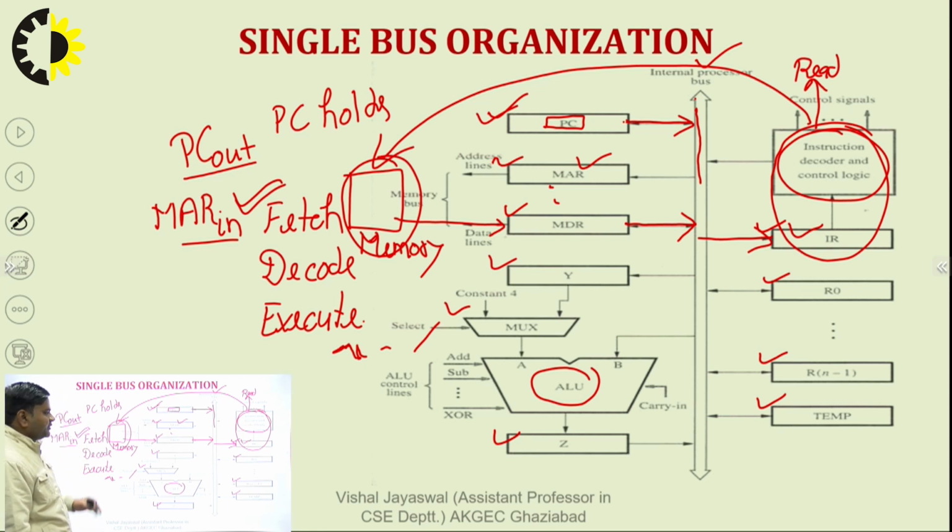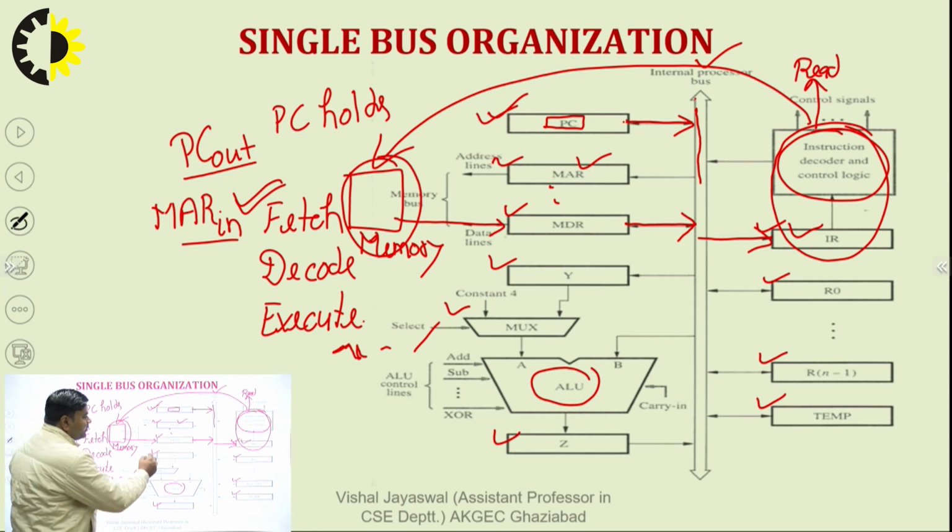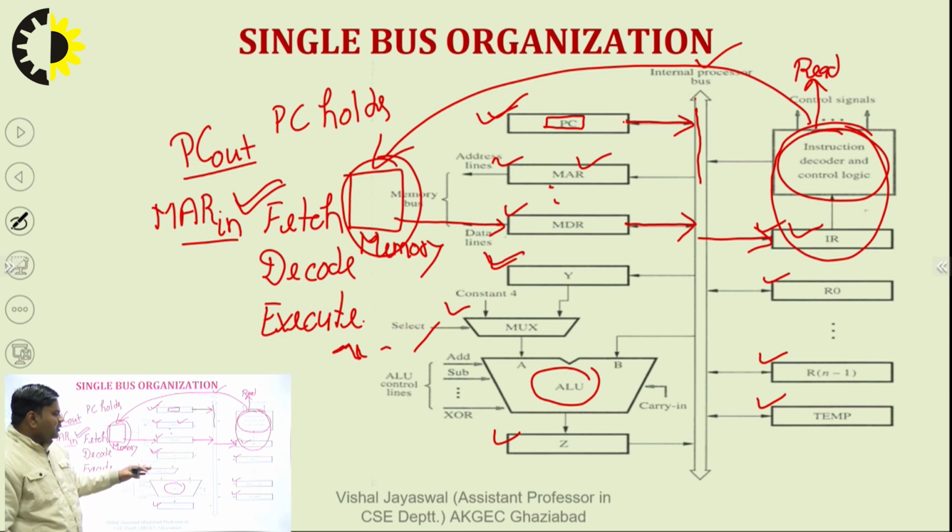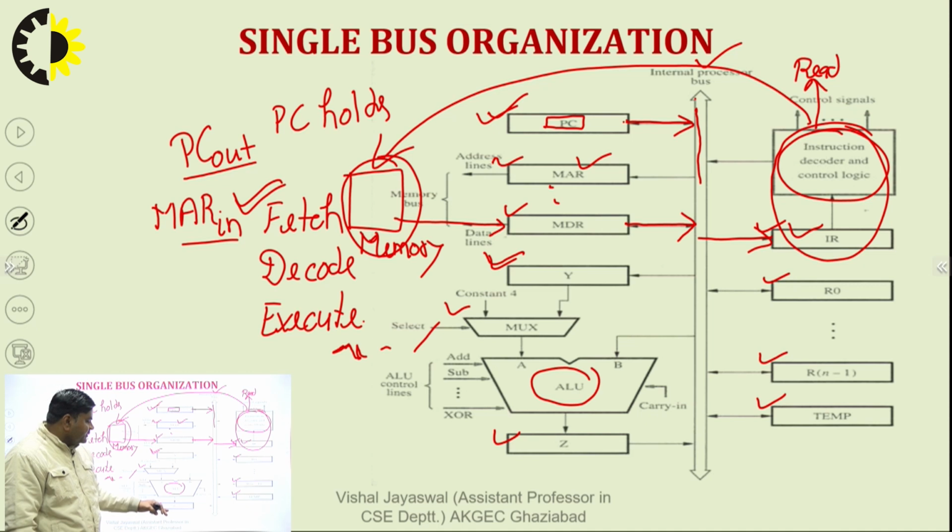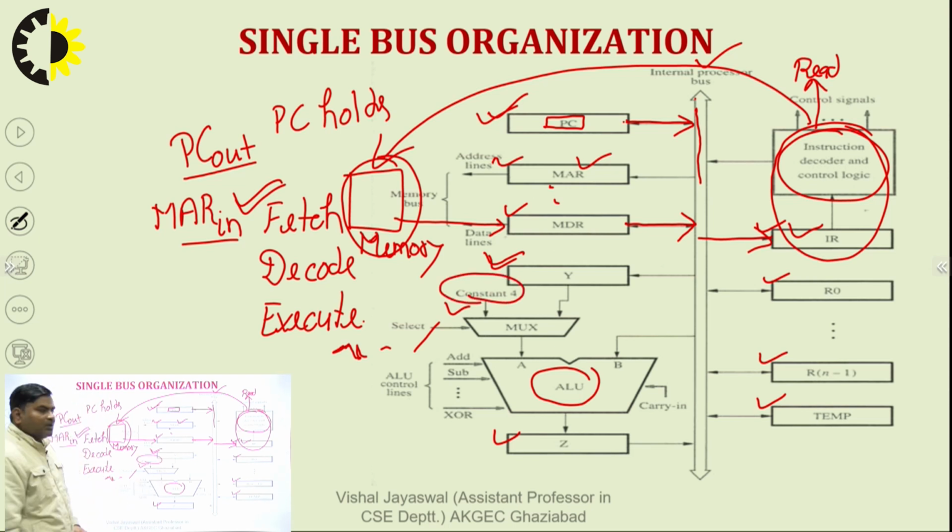This is the fetch phase. Here we are going to take the Y register, that is also called the temporary register, and this is the Z register. Here we are going to take constant 4. If we want to increment the program counter value, and we already said that our instruction is of 4 bytes and memory is byte addressable.